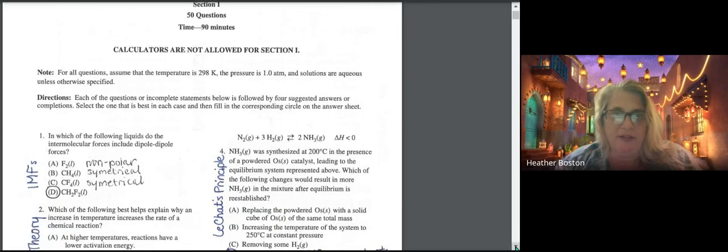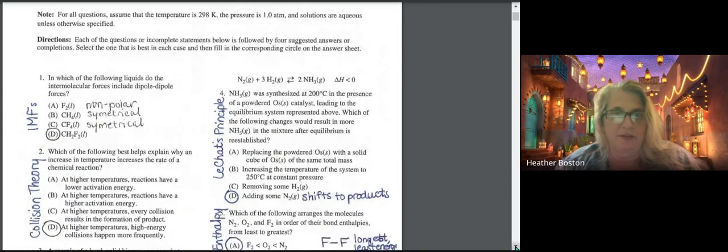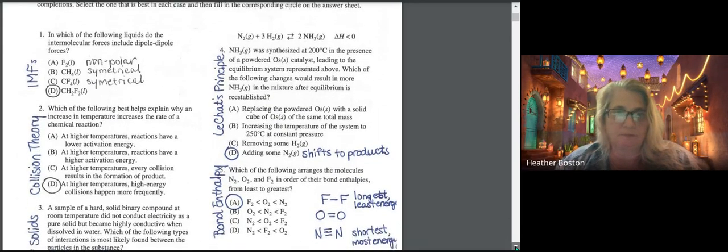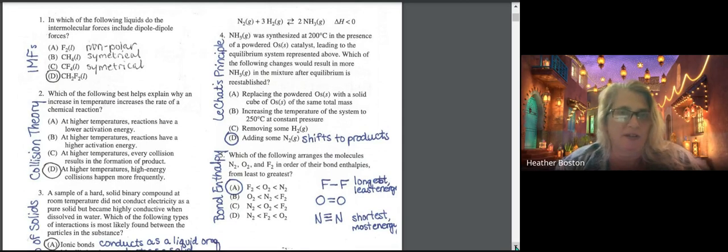Okay, chemists, today we're going to go over the 2016 AP Chem Practice Multiple Choice Exam. Number 1 states, in which of the following liquids do the intermolecular forces include dipole-dipole?